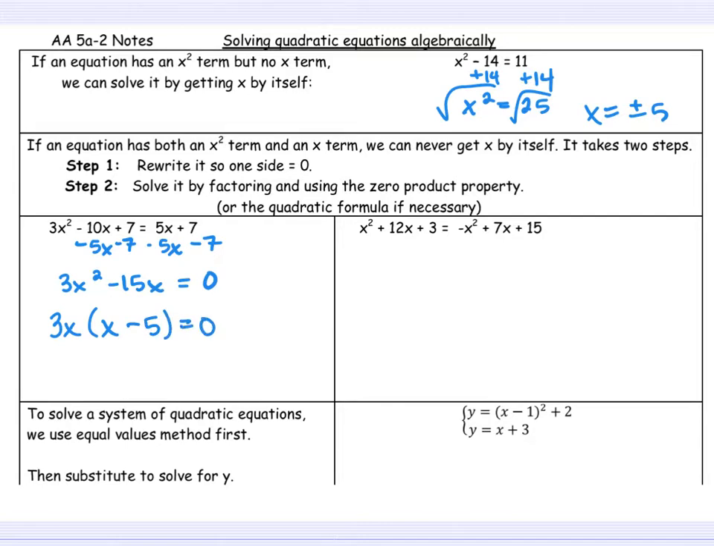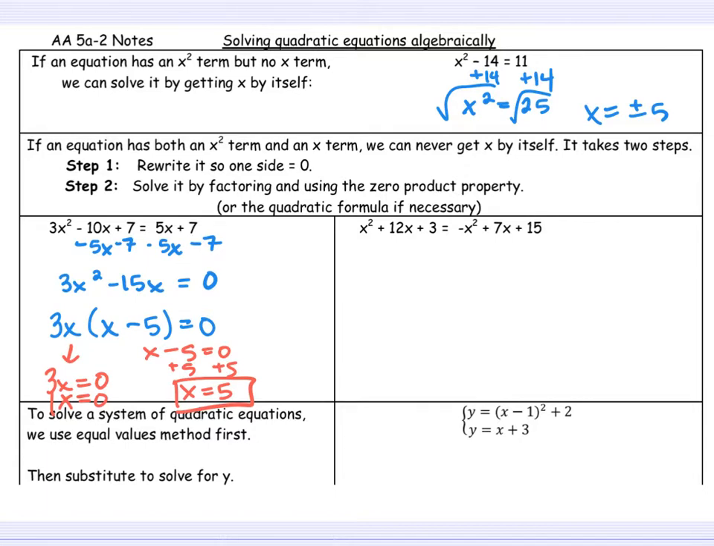Set both parts equal to 0, because now I have a factor of 3x and x minus 5. Those are my two factors, so I'm in zero product property mode. So 3x equals 0. Divide by 3, so x equals 0 for one of my answers. x minus 5 equals 0. Add 5, so x equals 5. So those are my two answers. And I would have gotten that if I did zero product property using the box and diamond, which is not necessary, or if I had done quadratic formula.